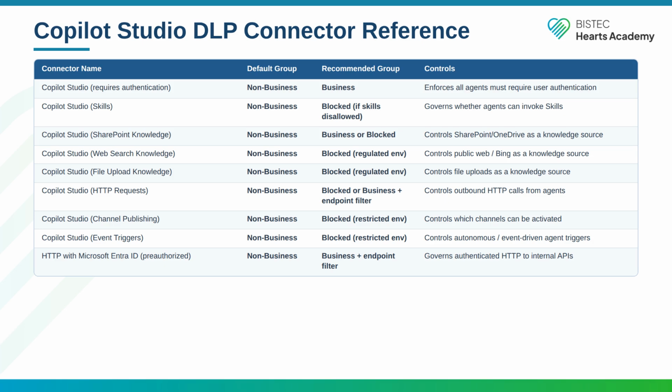The HTTP with Microsoft Entra ID pre-authorized connector governs authenticated HTTP calls to internal APIs. The recommended configuration is business group with an endpoint filter, providing authenticated HTTP capability while still constraining which hosts are reachable.